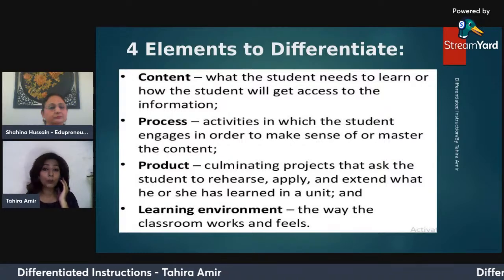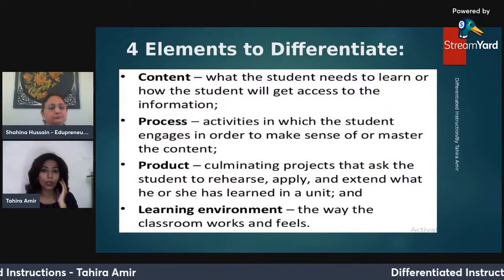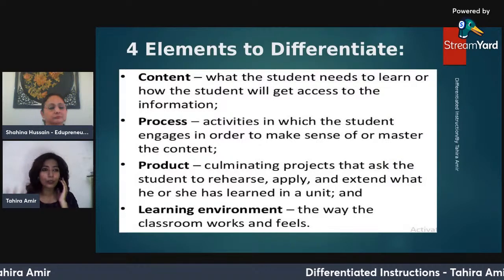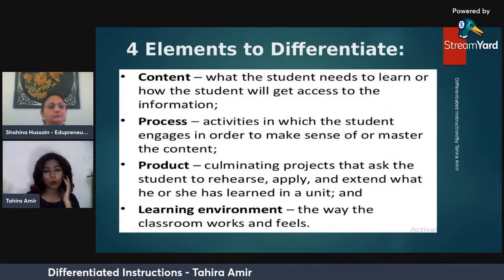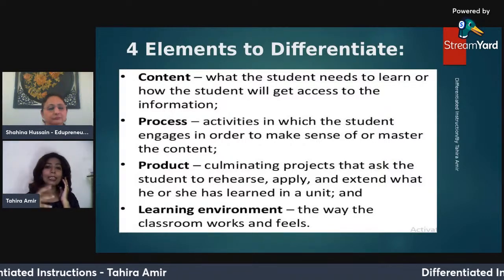Or she can also put some vocabulary words on the board with the definition, so that those students who are unfamiliar with the difficult words are able to understand the words from the board or from the wall, and then they can apply that.